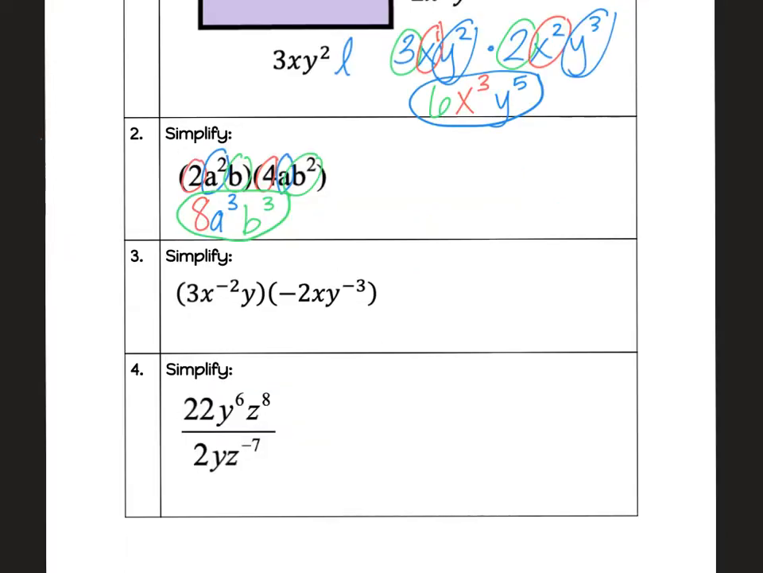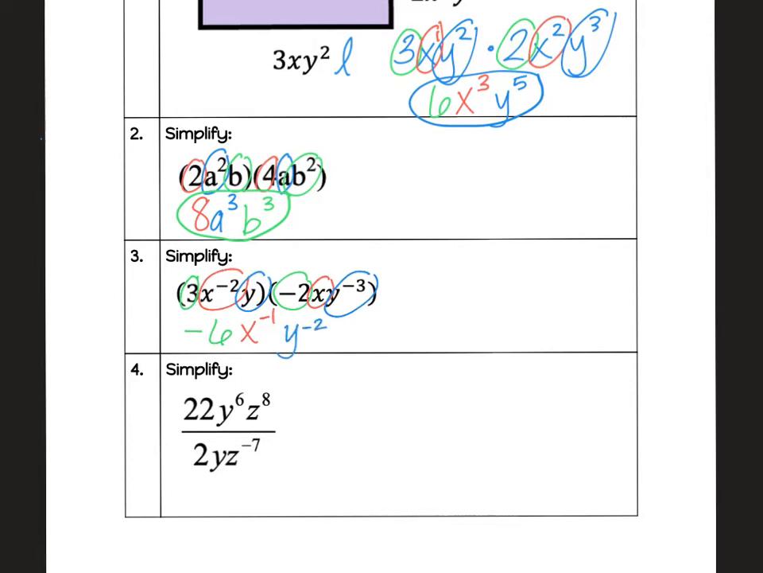Okay, so with number 3, it has some negative exponents. We're going to work with those after we multiply each of the like terms. So let's multiply first. So 3 times negative 2 gives me negative 6. X to the negative second and x to the first, we are adding, so this is going to be x to the negative first. And then lastly, we have y, and we have y to the negative third, so that's going to give me y to the negative second.